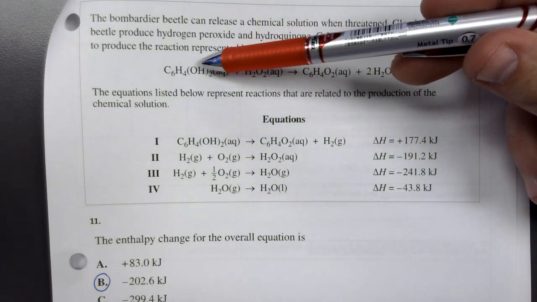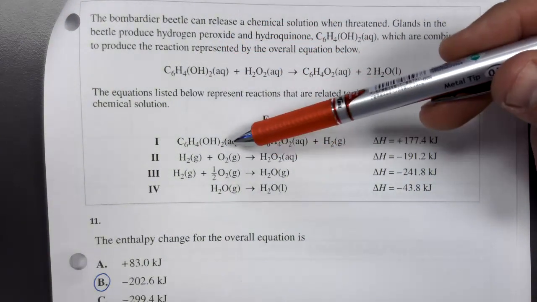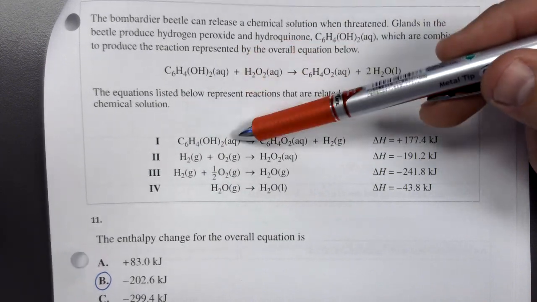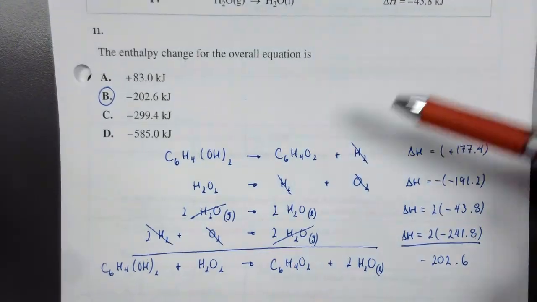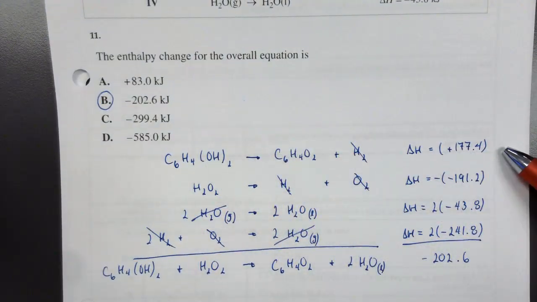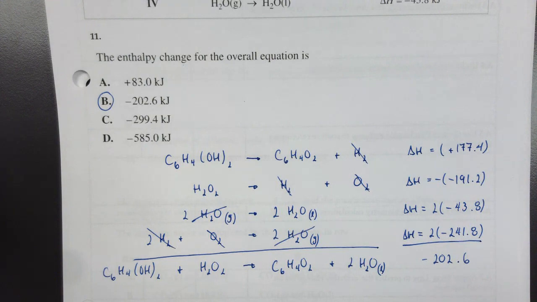First, I want C6H4(OH)2, which is right here. I want one of them. I want it as a reactant. It already gives me that. So I write that first equation exactly the way they've given it to me, and I make no changes to the delta H.